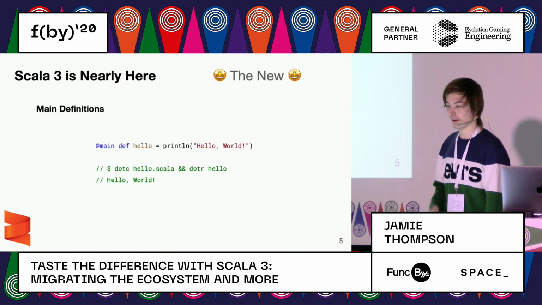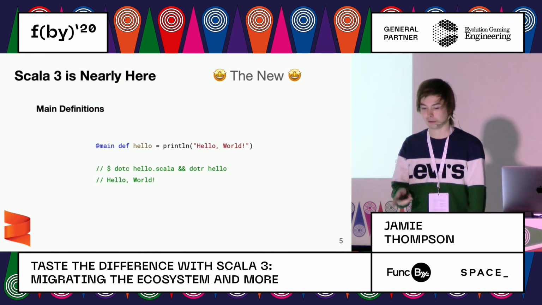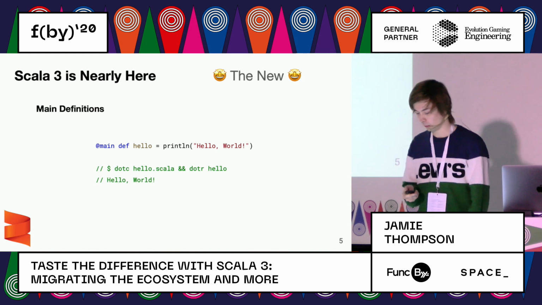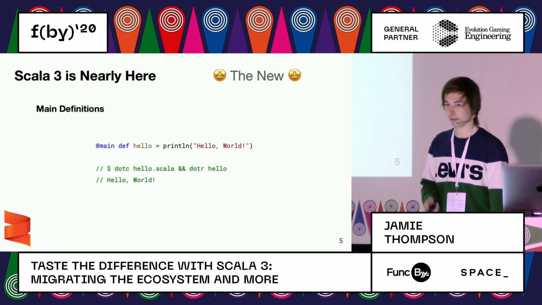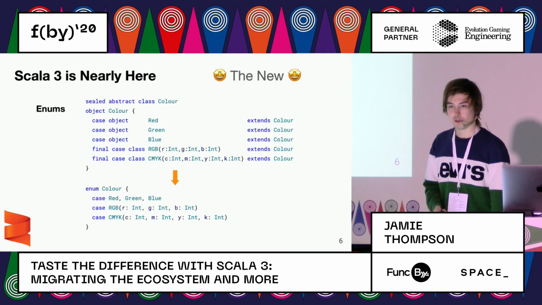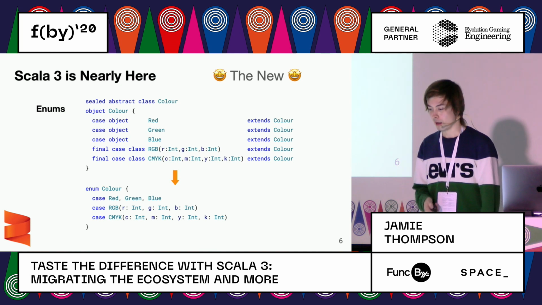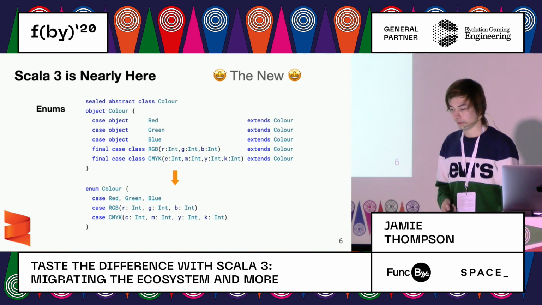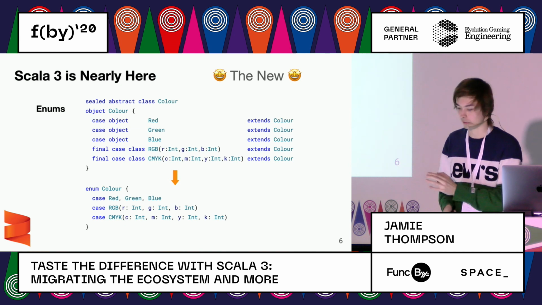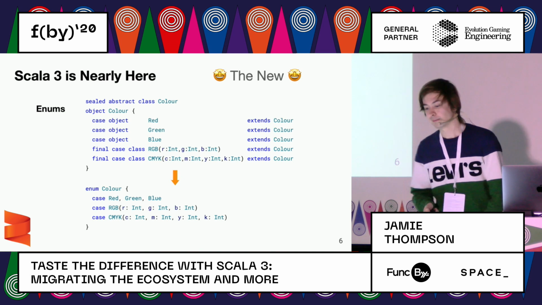So to help scripting, we can now write a single line program by adding this annotation main to any function. And then here we're compiling a program and running it in 2 lines. Another new feature in Scala 3, which is quite fancy, is we have enums, which is a simpler version of writing an algebraic data type. So at the top, we have the Scala 2 version, and then at the bottom, we have what you would write in Scala 3. As you can see, it's a lot more concise and simple to read.